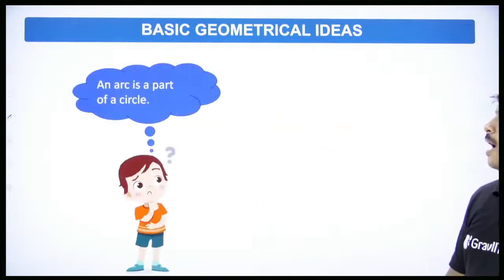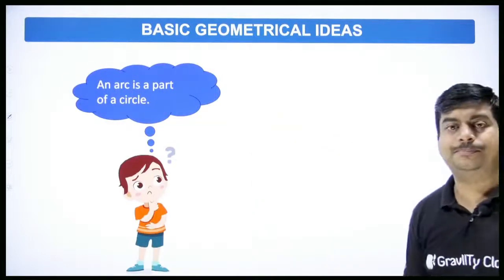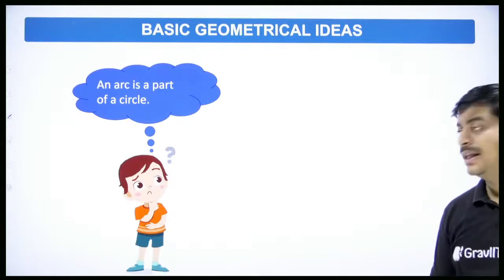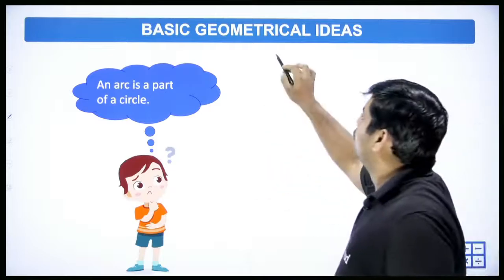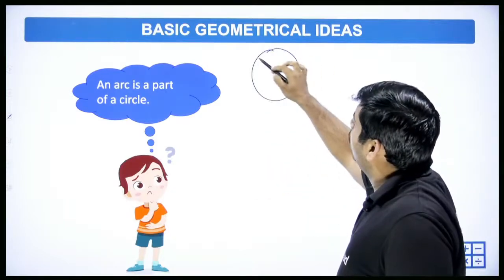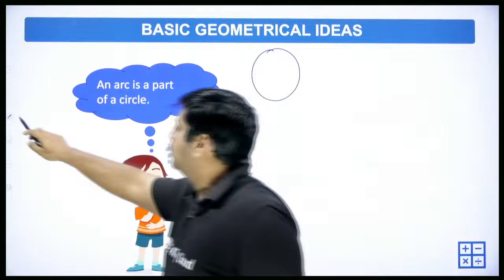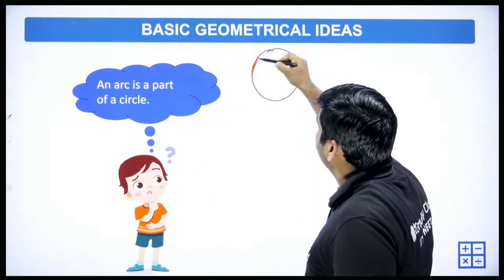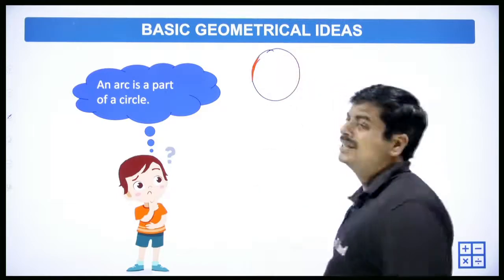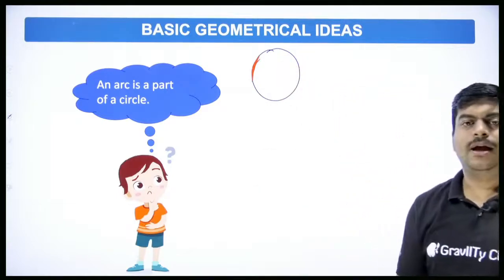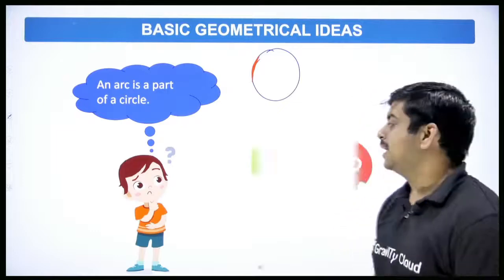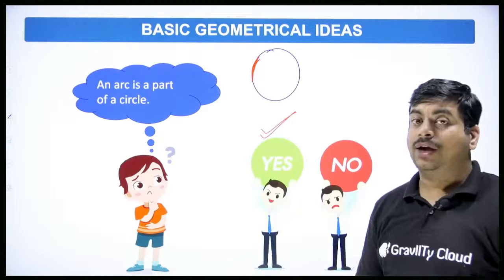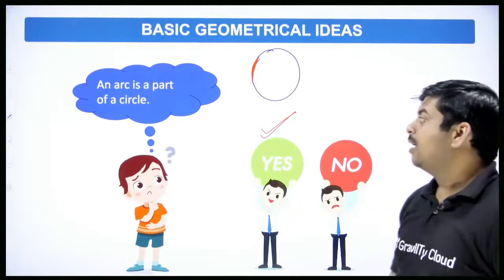Next one. An arc is a part of a circle, correct? Okay, let's try to discuss what is an arc. For example, this circle. A small part of the circle, I'll draw with another ink, this is an arc. Can you tell me, is it a part of the circle? Yes, the definition itself says that. An arc is a part of a circle. I hope you are understanding all this very well, right?